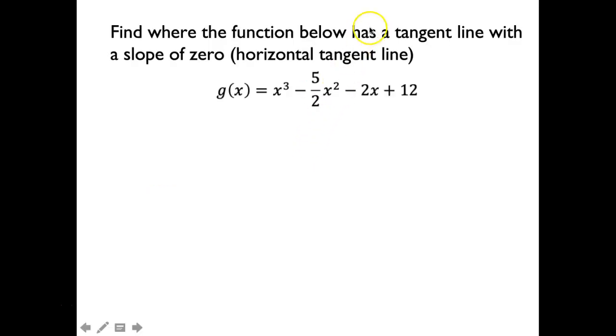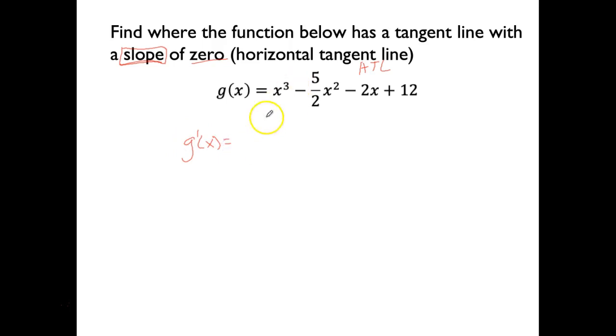So find where the function below has a tangent line with a slope of 0, or what we call a horizontal tangent line. Okay, so what we're trying to find out is when it has a slope of 0. We can call that a horizontal tangent line, HTL. In order to do that, first we should probably look at the slope. Slope means derivative, so we need to take the derivative.